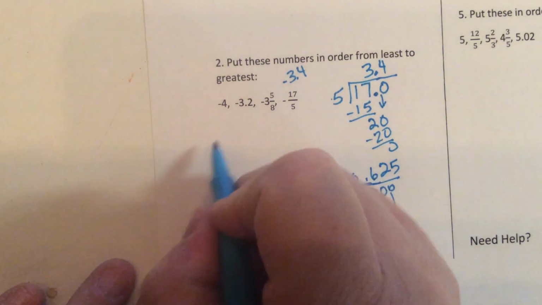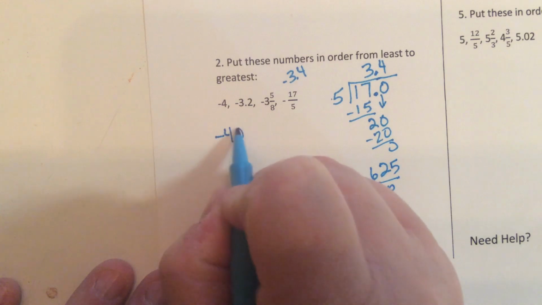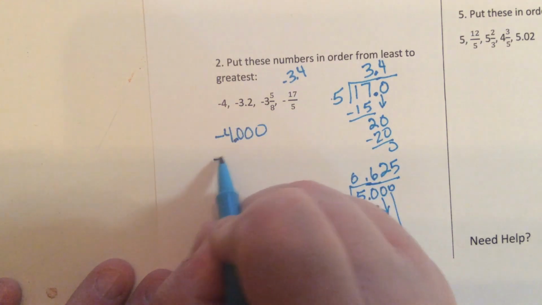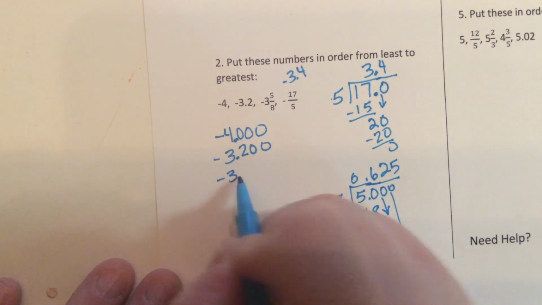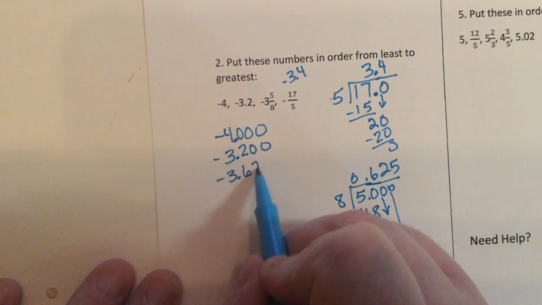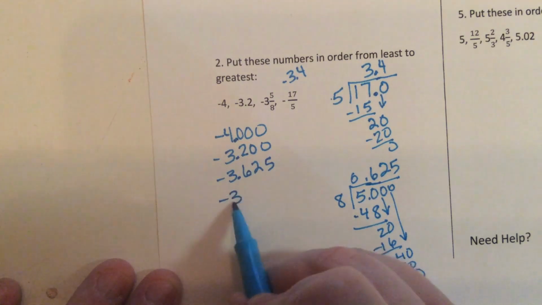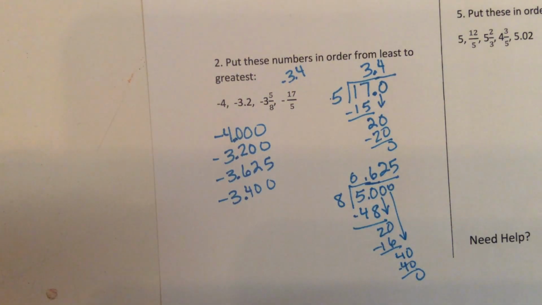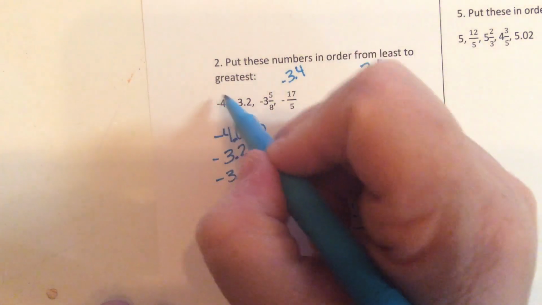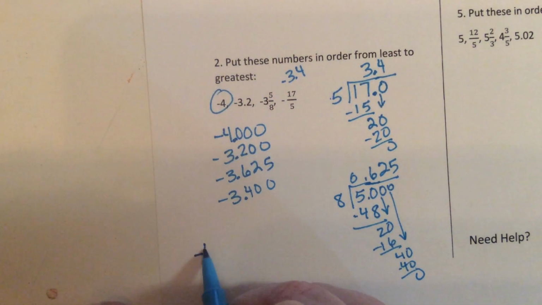Now, when we have our decimals, let's line them up. Negative 4.000, negative 3.200, negative 3.625, and negative 3.400. We want least to greatest, but when they're all negative, the one that's going to be the smallest is the one that looks the biggest. So this is my least. This is my least there.